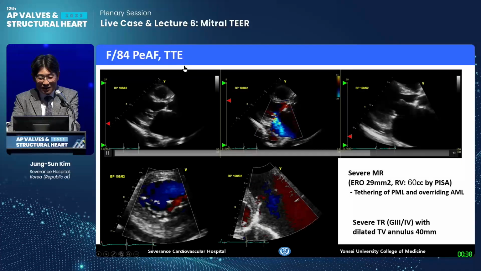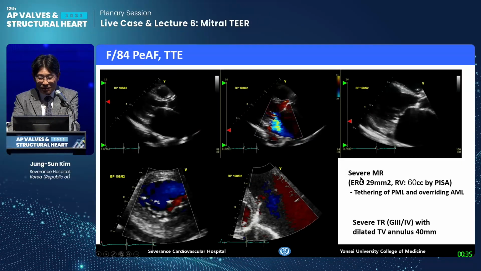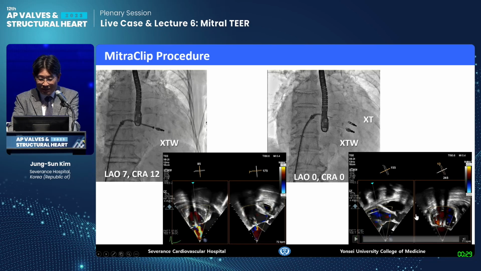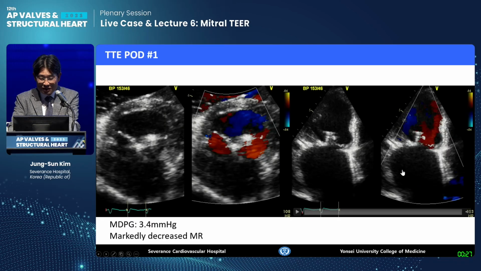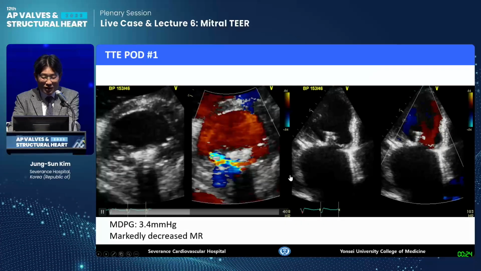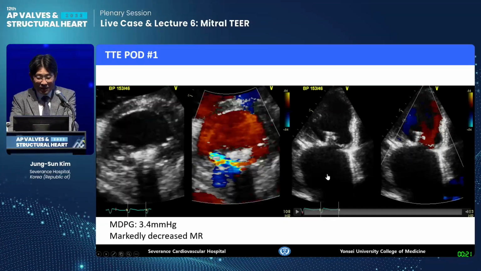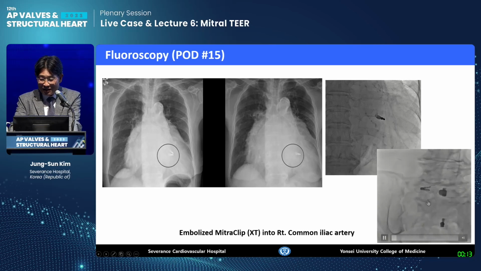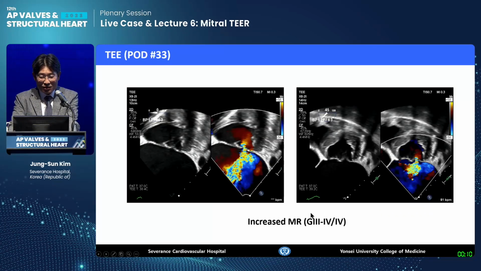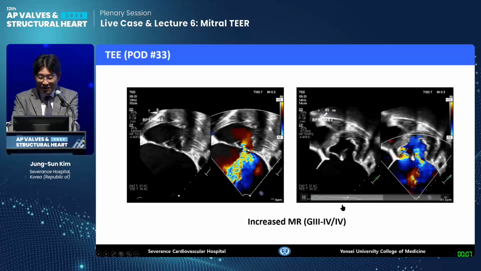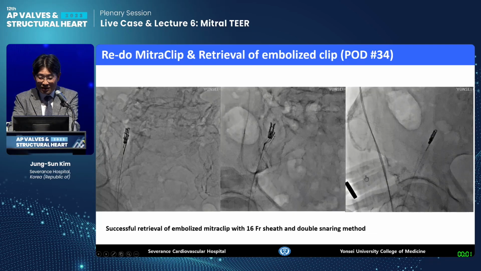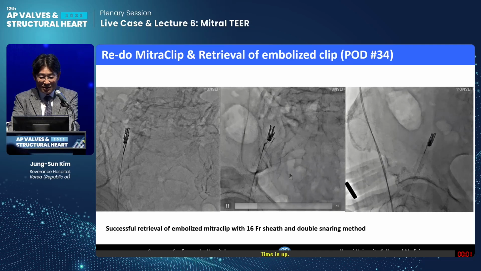The other case is an 84-year-old female, persistent atrial fibrillation, significant MR. In this case, we did two clips. As you can see here, there was a significant decrease. But after deploying the second clip, we identified SLDA. MR was not significant, but during the follow-up, one clip disappeared on chest PA and was detected in the iliac artery area. So we did a TEE, which showed increased MR. Finally, we did another procedure, decreased the MR, and removed the device.